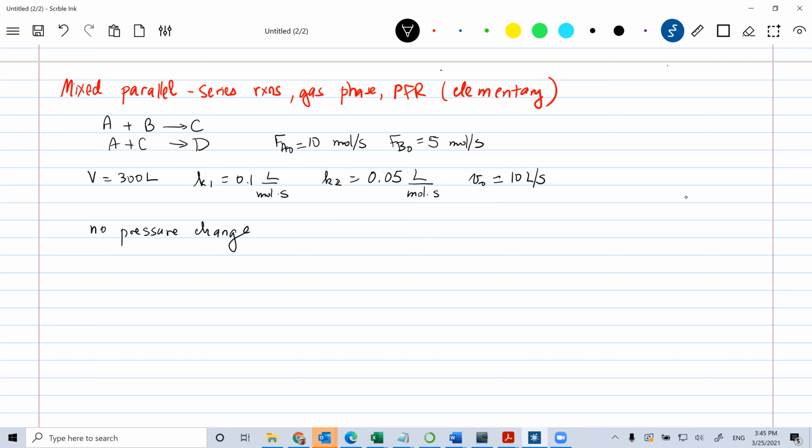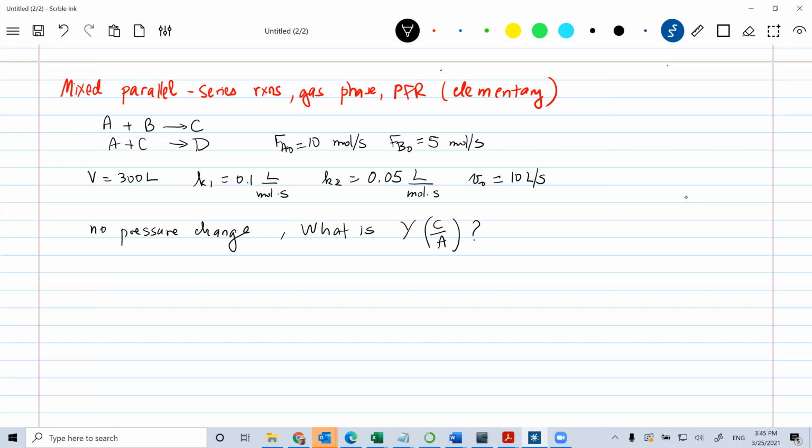Okay, so what you're asked here is the yield of C with respect to A. But you could be asked many different things. You could be asked the number of moles, or the mole fractions at the exit. You could be asked a bunch of things.